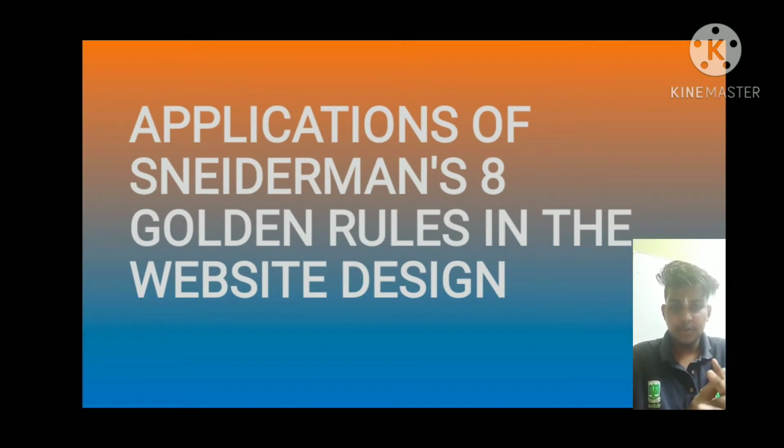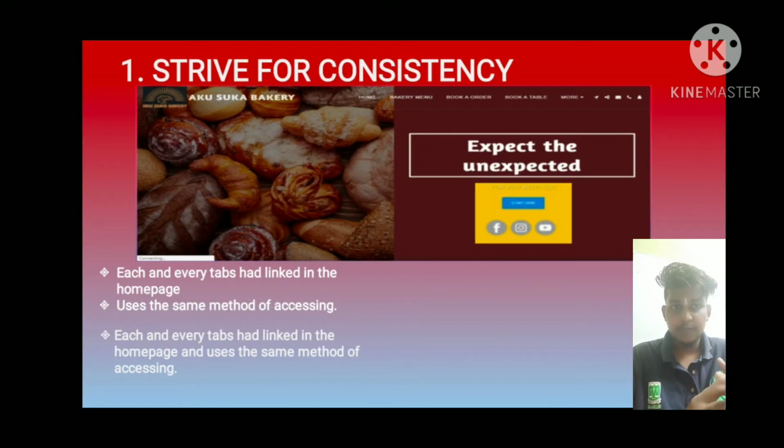Let me explain how we apply Schneiderman's golden rules in our website. The first rule of Schneiderman's golden rules is strive for consistency. This rule had been applied in the home page design of the website. Each and every tab has a link in the home page and uses the same method of accessing. To go through all the tabs, the same action is to be taken, which is the visitor of the website just needs to click on each tab.